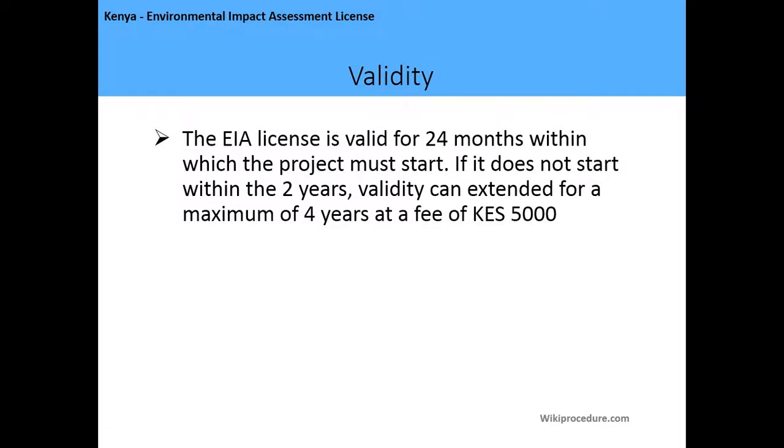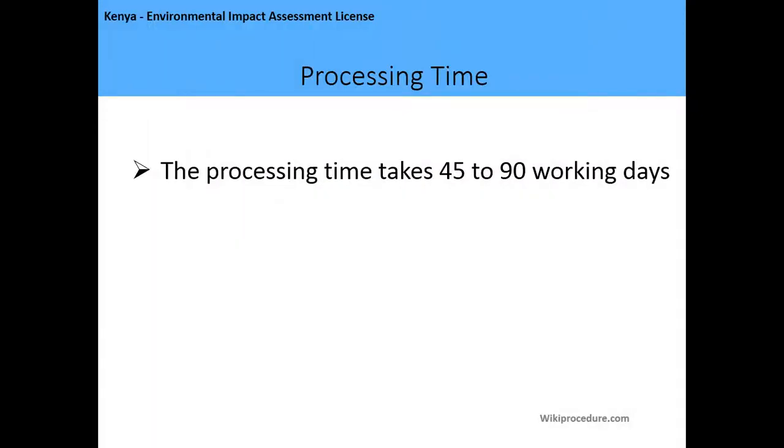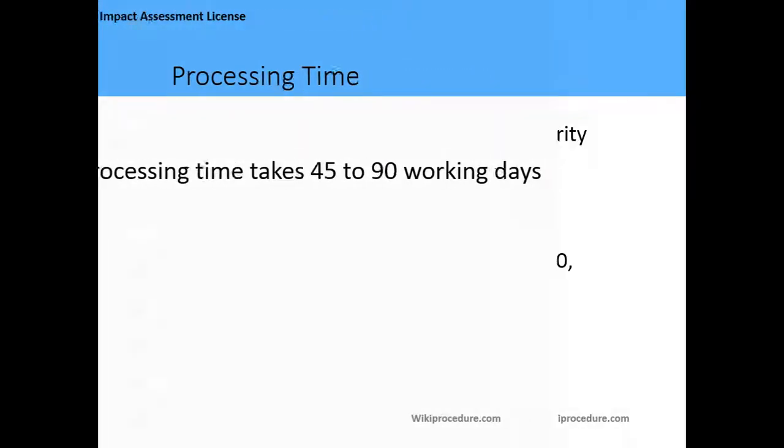The period of the license is 24 months, within which the project must start. If it does not start within 2 years, the validity can be extended for a maximum of 4 years at a fee of 5,000 shillings. The processing time takes between 45 and 90 working days.